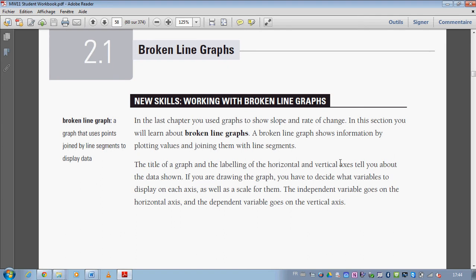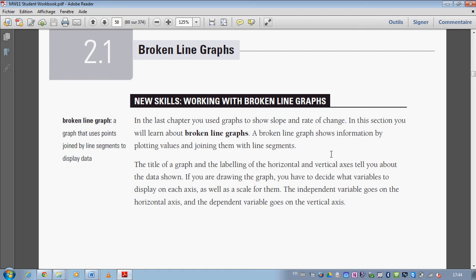A reminder from the last few screencasts that the independent variable is the variable or the values that you would put on the x-axis. So your independent variable goes on the x-axis, which is the horizontal axis. Now your dependent variable, that's the variable that depends upon the independent variable, would go on the y-axis.